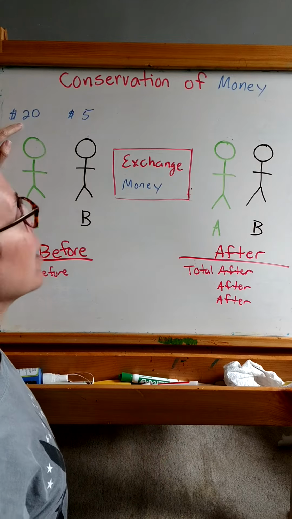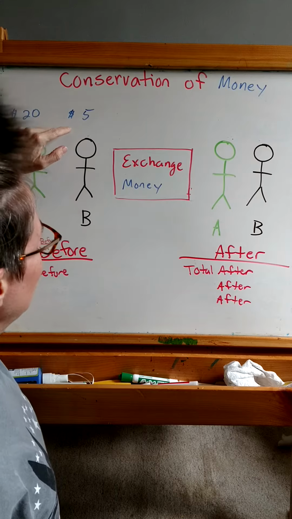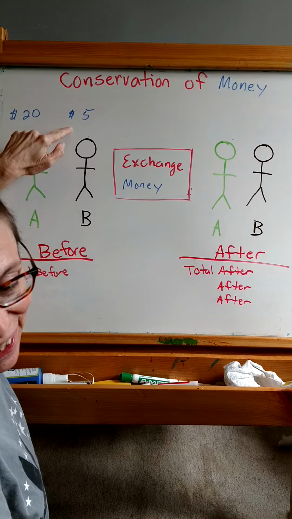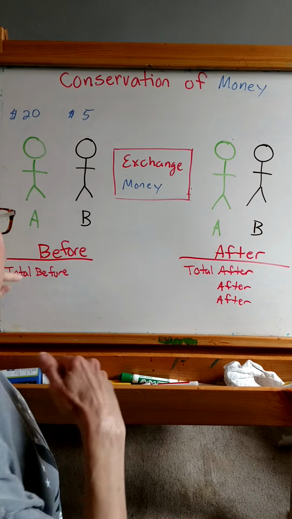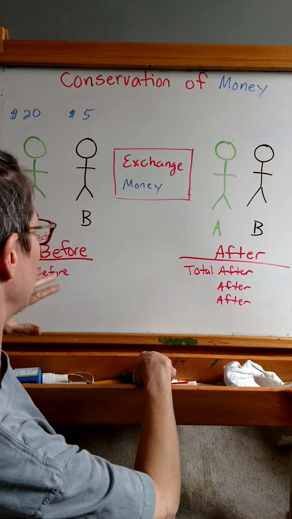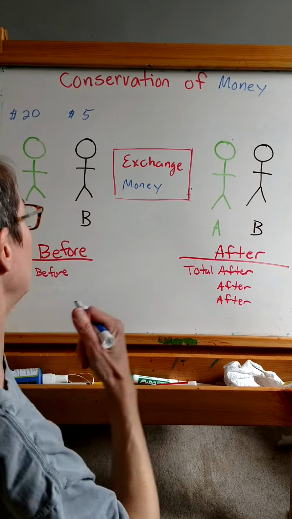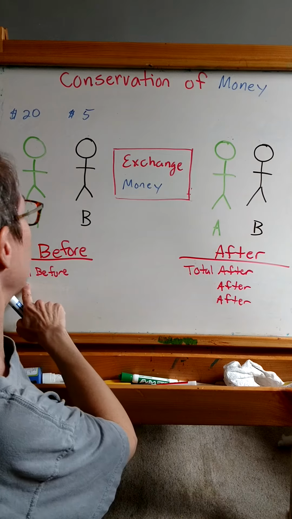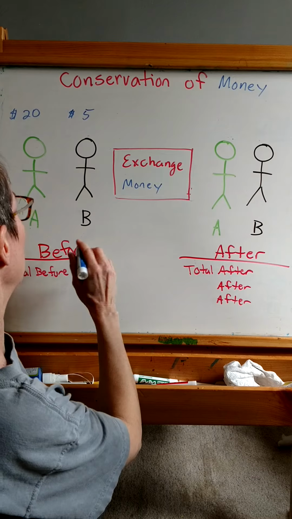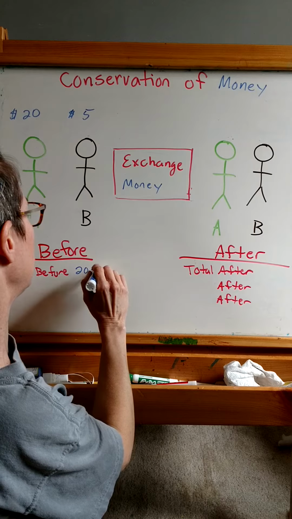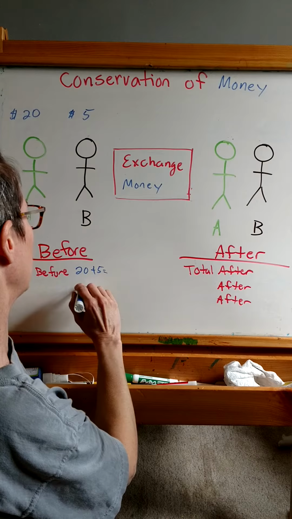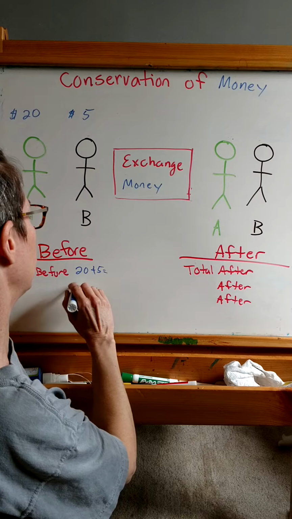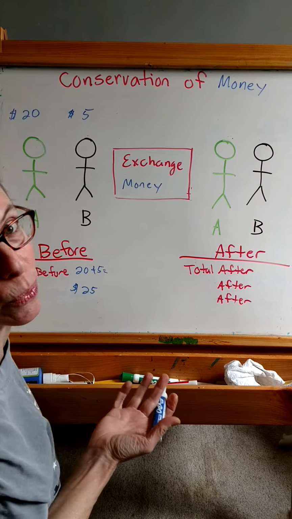So if person A has $20 and person B has $5, then their total before they do any exchanges, anytime we see the word total, that means add. So our total is going to be 20 plus 5, and our total is going to be $25. That's just adding up the total of what the two people have.